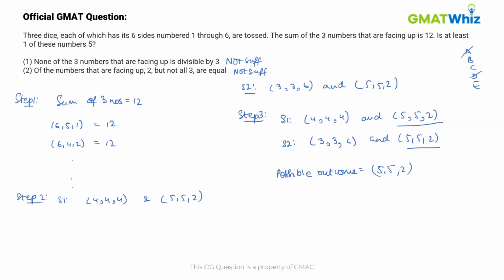So the possible outcome is equal to 552, and in this outcome there is at least one 5. So we can answer the question with a definite yes, and hence the correct answer is option C.